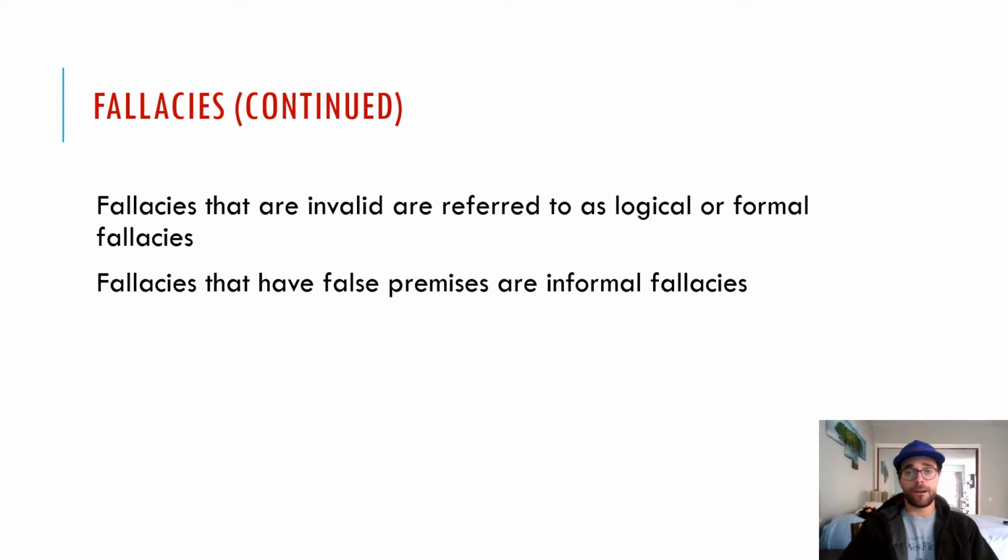When we're talking about fallacies that are invalid, we refer to these as logical or formal fallacies. Fallacies that have false premises or poor content are referred to as informal fallacies. So we'll go over multiple fallacies within each of these categories.